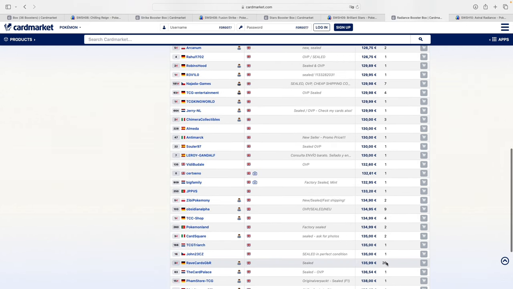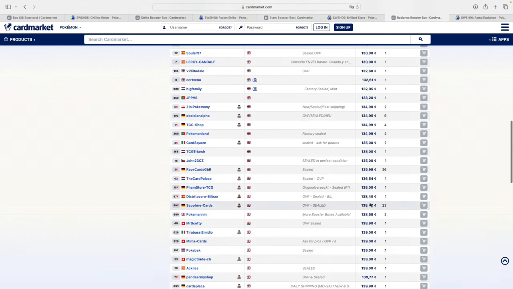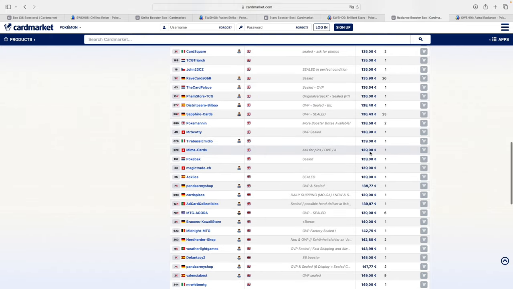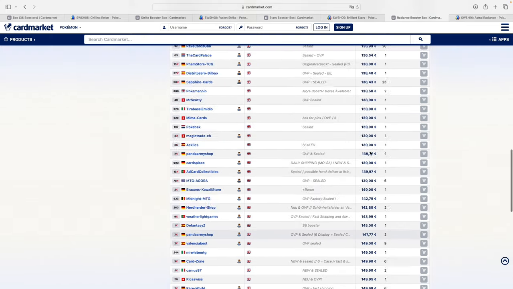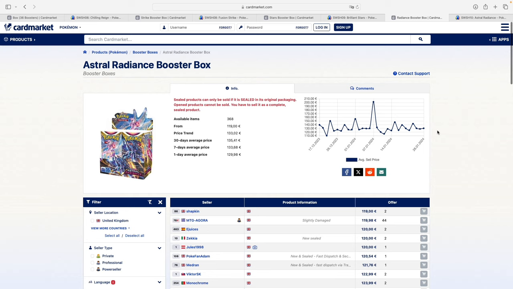As you can see here, a large volume at 135. So it is the cheapest one of the four we've seen today, also being the newest. So again, even if we scroll down, we do see volume here below 140 euros. So it is the cheapest one, and it is one that might perhaps move higher slower than the others.